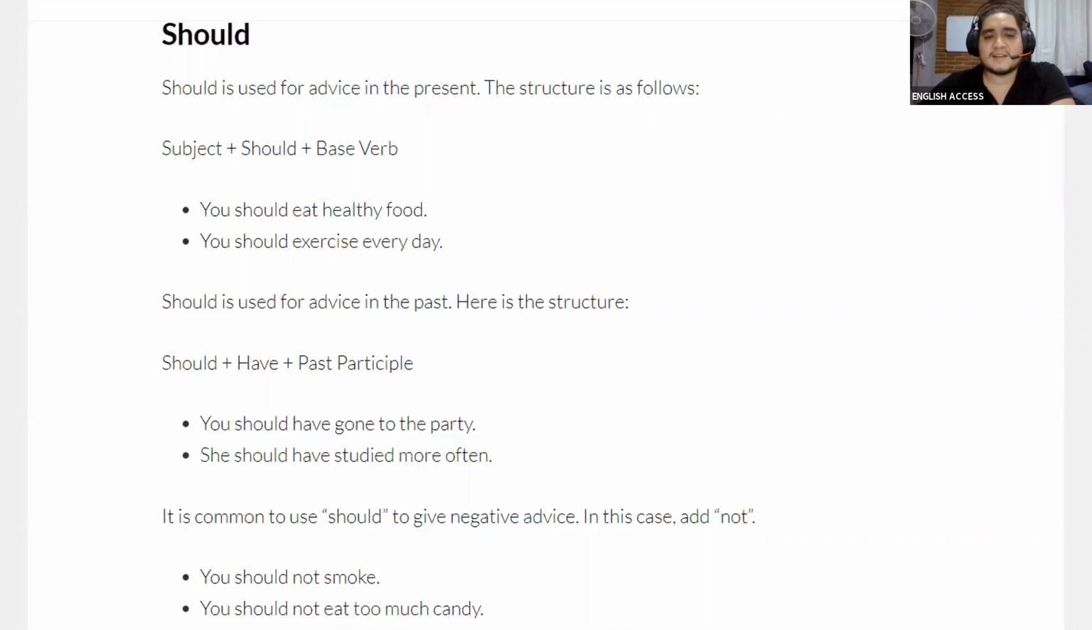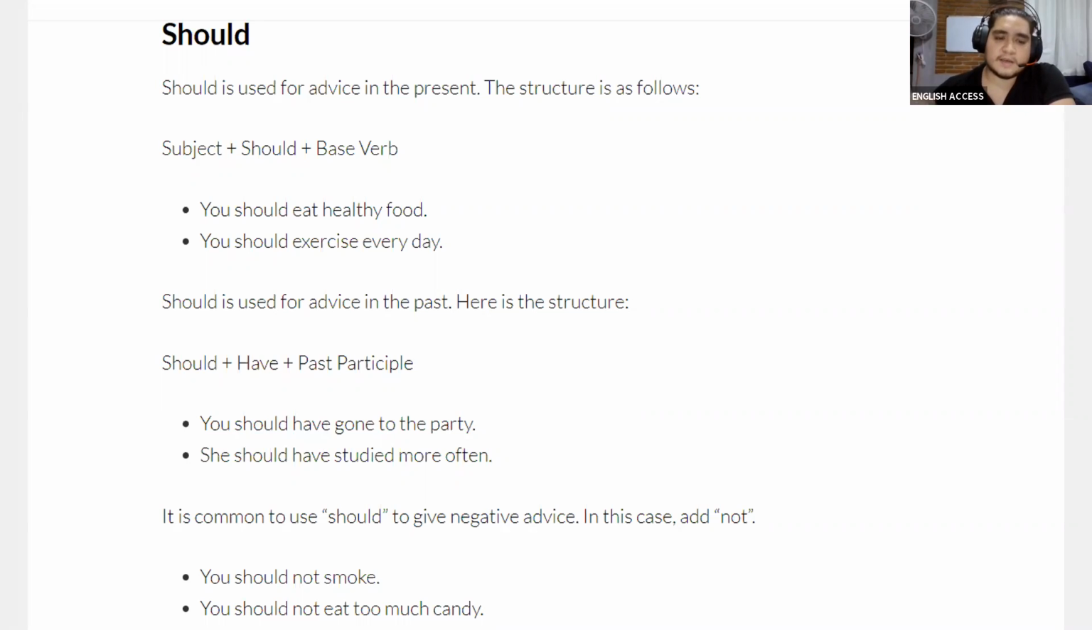She should have studied more often. That means she didn't study as often as she needed. So probably she didn't pass her exams, or she didn't enter college or something like that. Okay, so there was a consequence for each of these actions. That's why we use should, to give a suggestion, or perhaps some other point of view on a situation.